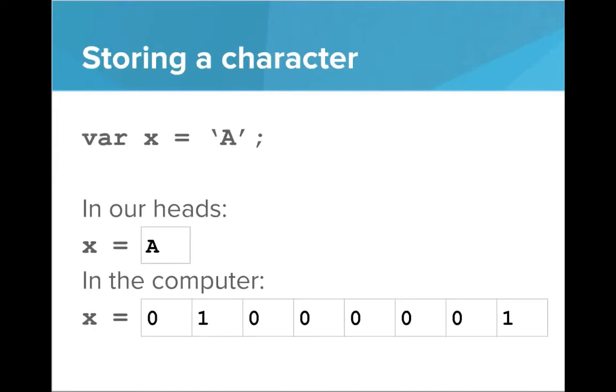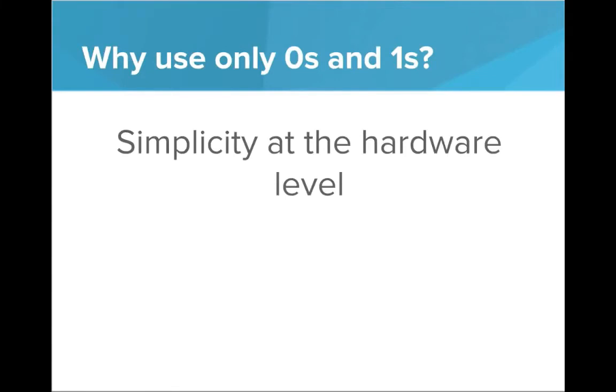Now, why would the computer be doing this? Why is it better to use zeros and ones rather than just storing a character that looks like A? Well, it really boils down to being as simple as possible at the hardware level. We don't want to have too much complexity going on when we're storing and reading data.